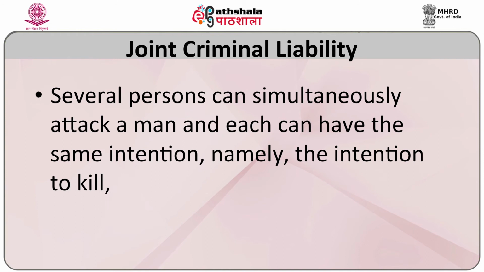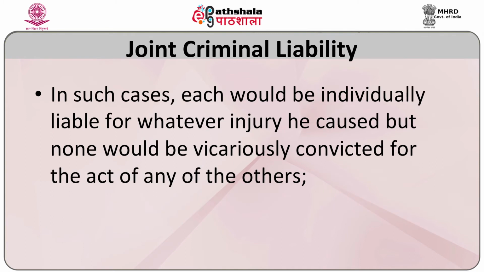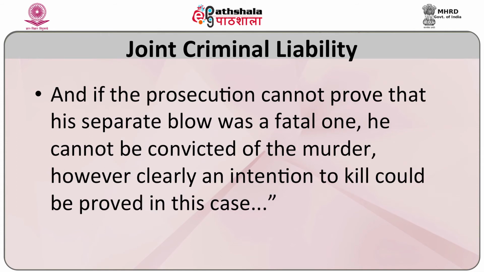Several persons can simultaneously attack a man, and each can have the same intention, namely the intention to kill, and each can individually inflict a separate fatal blow, and yet none would have the common intention required by the section, because there was no prior meeting of minds to form a pre-arranged plan. In such cases, each would be individually liable for whatever injury he has caused, but none would be vicariously convicted for any of the acts done by the others. And if the prosecution cannot prove that his separate blow was a fatal one, he cannot be convicted of murder. However, clearly an intention to kill could be proved in this case.